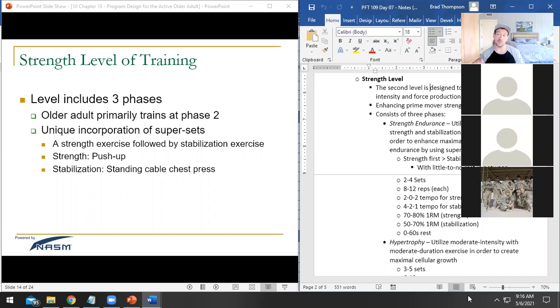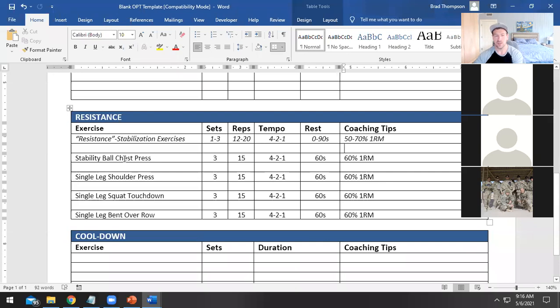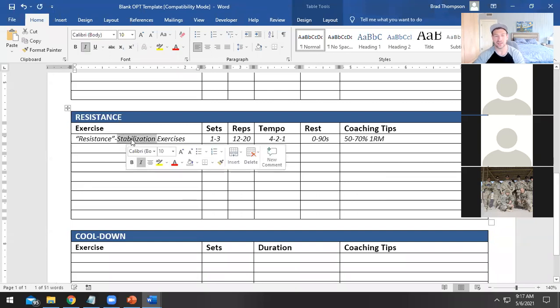The other rule is that your first exercise must be a strength level choice, and your second exercise should be a stabilization level choice, right? So let's take a look at what that looks like in program design land. In strength endurance, you're going to choose a resistance strength exercise. And then the way I'm going to write this, I'm just going to put this one line down, and this is going to be a resistance stabilization exercise. So you're going to pair them up.